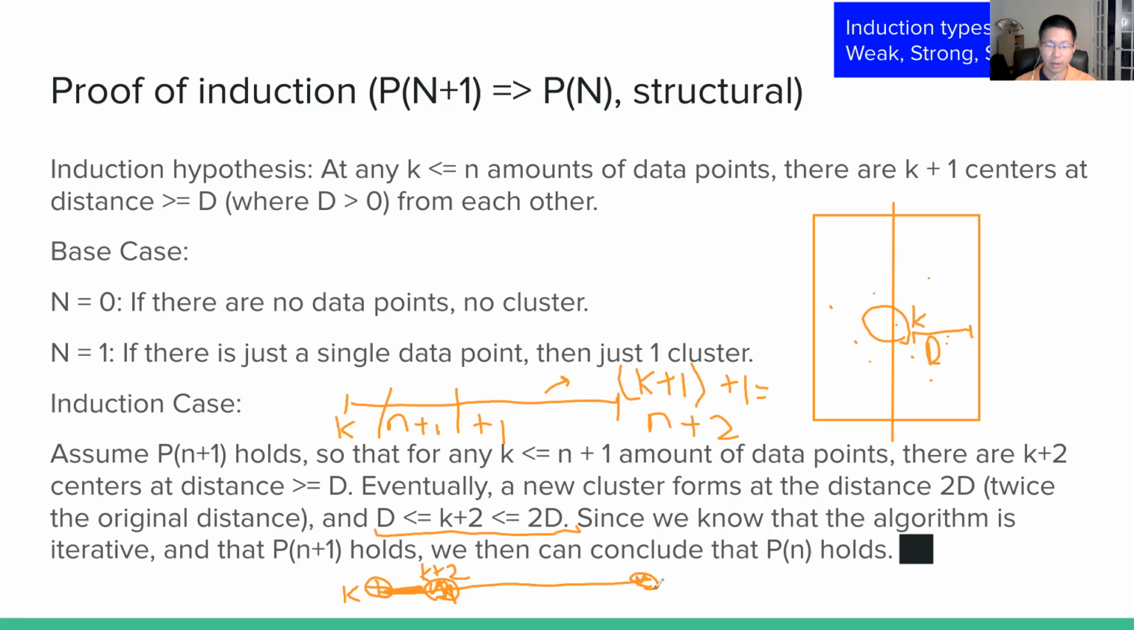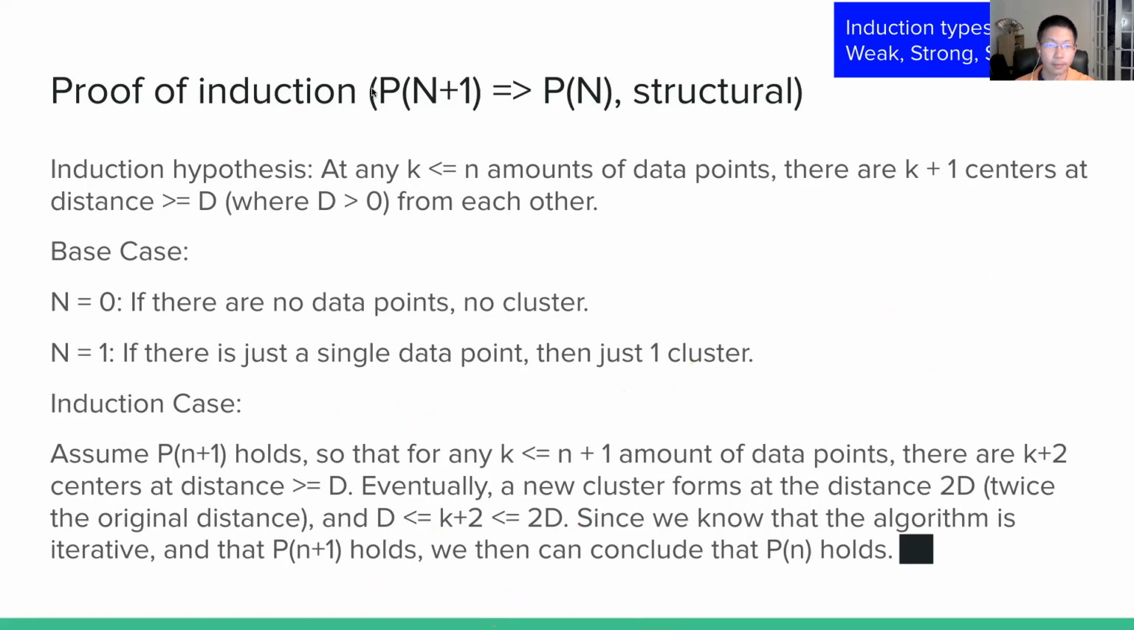And you have another closed circle here, which is going to be 2d. And d is somewhere around here because it's a distance. And then finally, since we know the algorithm is iterative, which means it's in a for loop, and that n plus 1 holds, we can then conclude that P of n plus 1 holds. There we go, induction proof. GG.